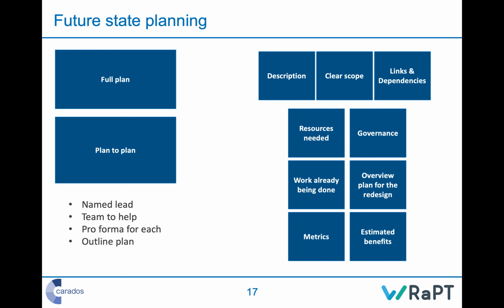And we need to agree fairly high level what the governance is going to be for this project, how often are we going to meet, that sort of thing, and who are we going to report to. So future state planning is an important part. It can be done at high level, and some of the resources that might be needed might be an approach to redesign, and you can point them in the direction of WRAPT Redesign as an approach to take.